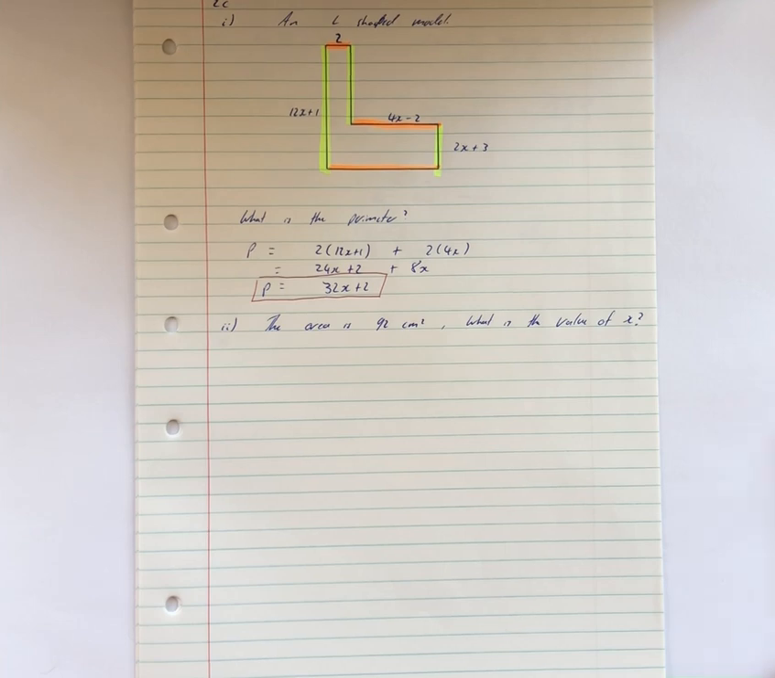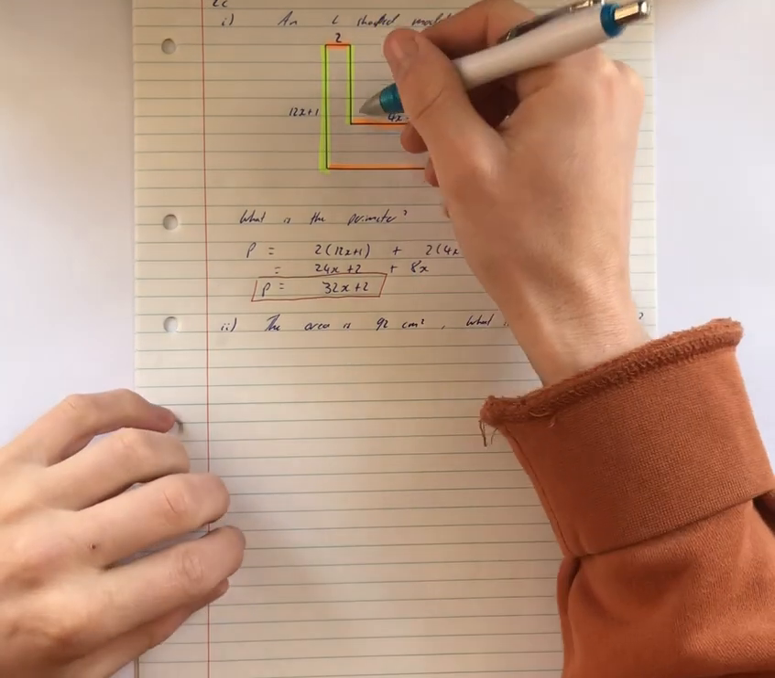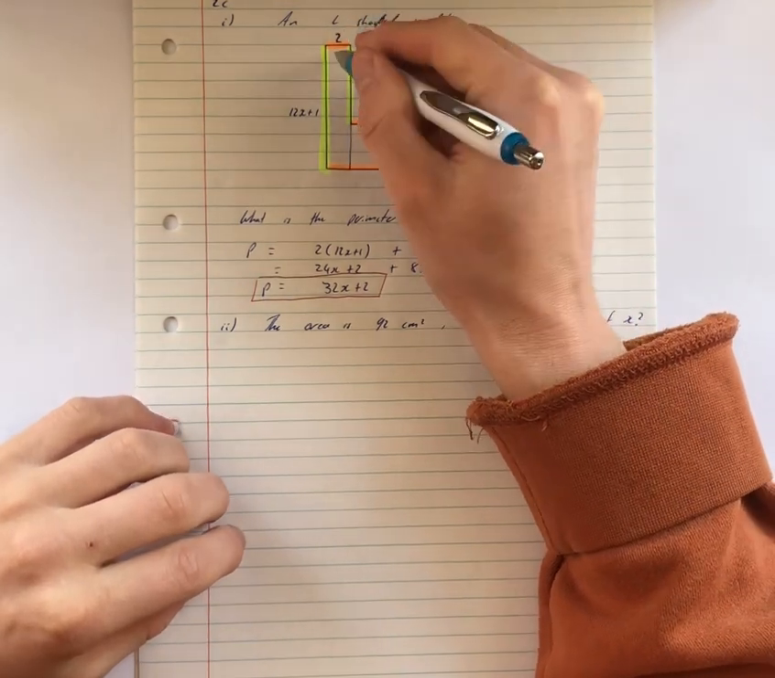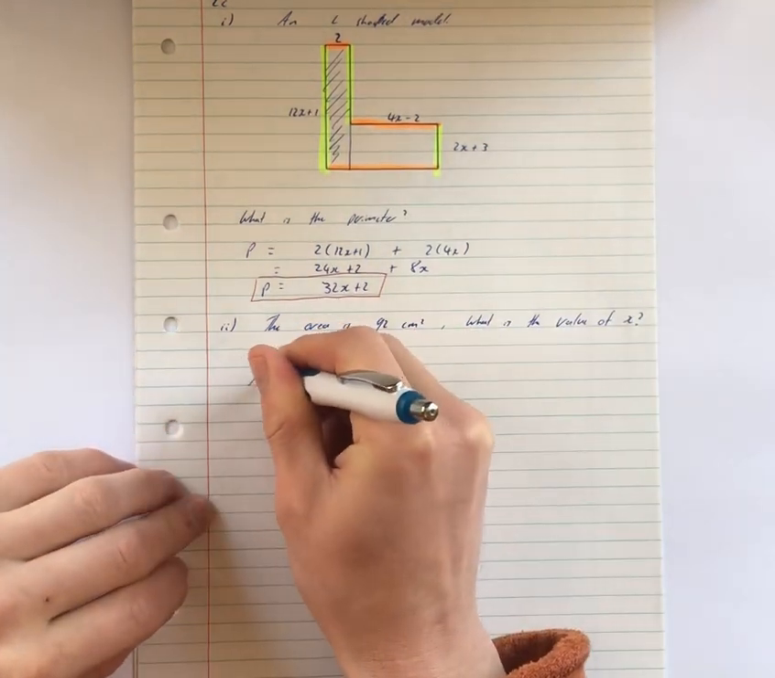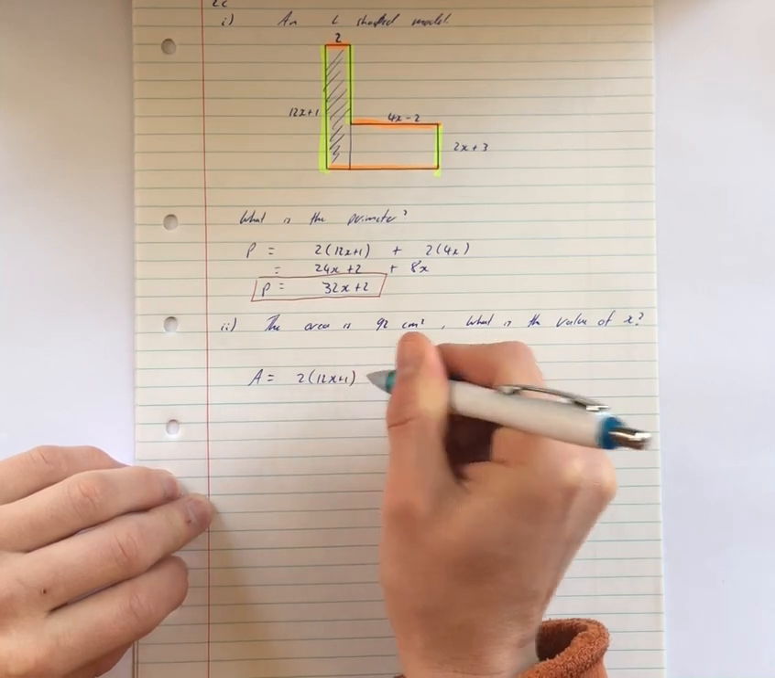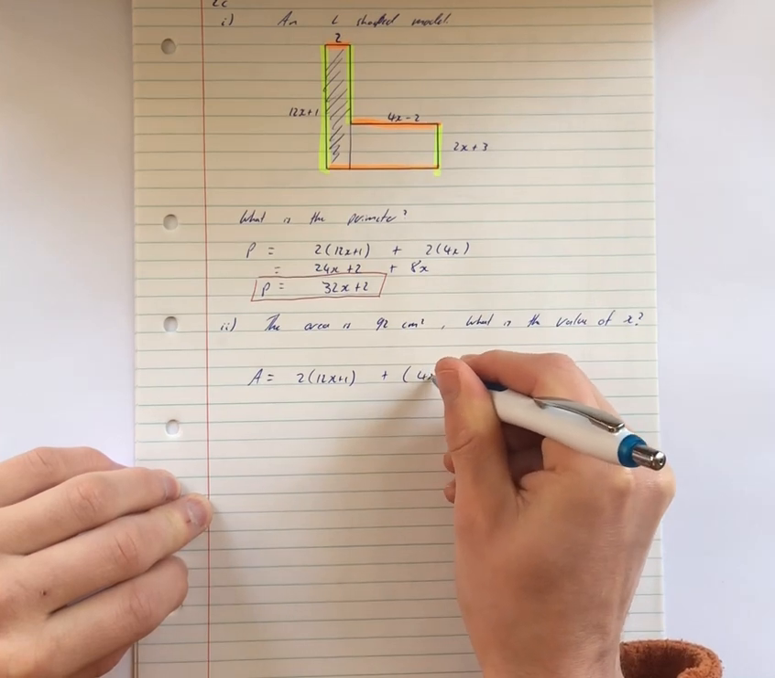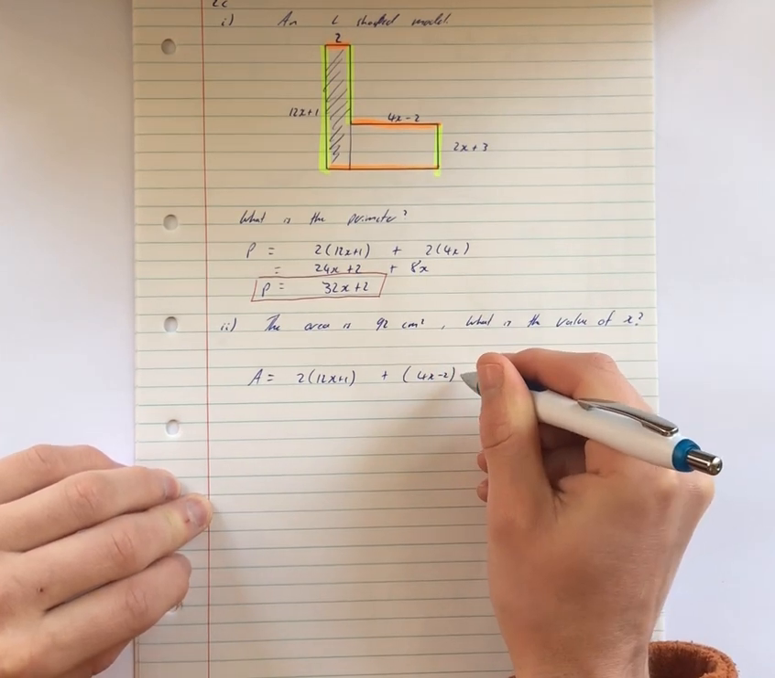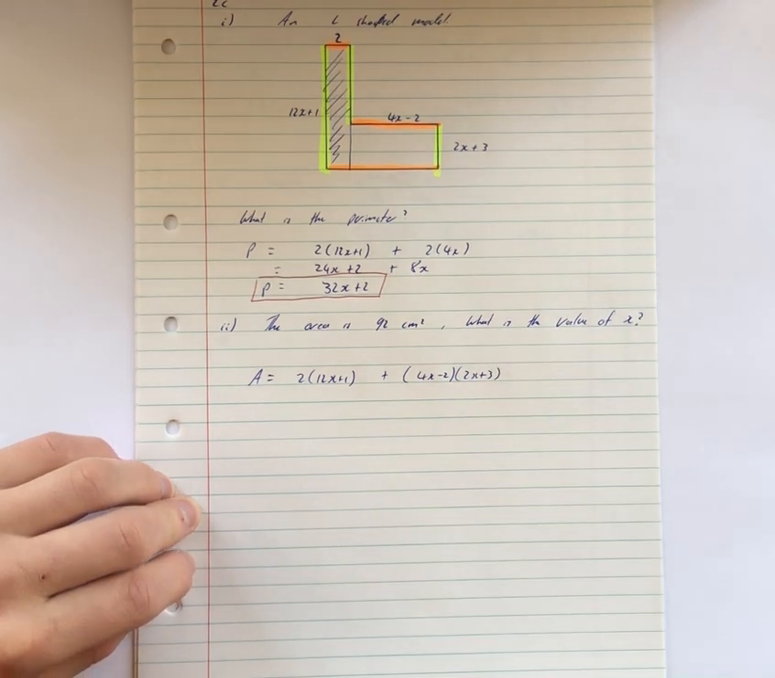Okay. Now the area is 92 centimeters squared. What's the value of x? So we're going to calculate this rectangle, this thin one. That area is going to be a 2 by 12x plus 1 rectangle, and then we're adding this rectangle. It's a 4x minus 2 width and a 2x plus 3 height, and that's the area.